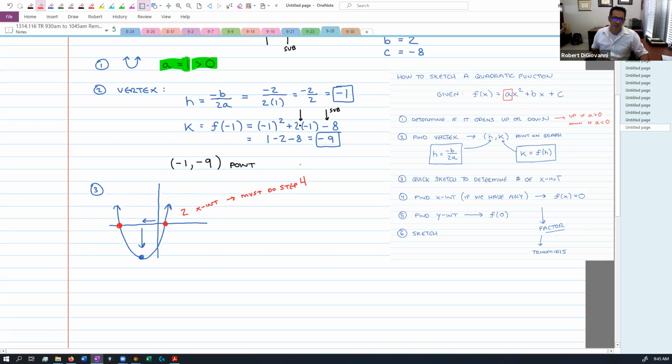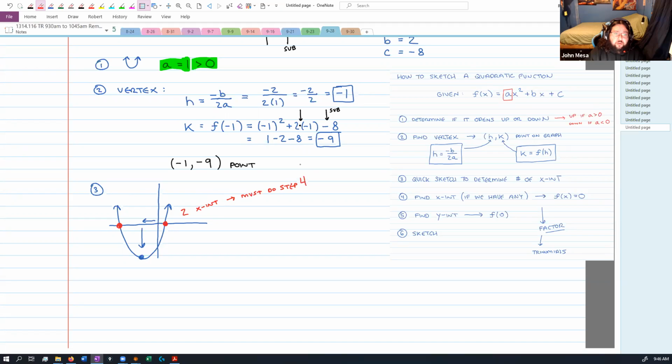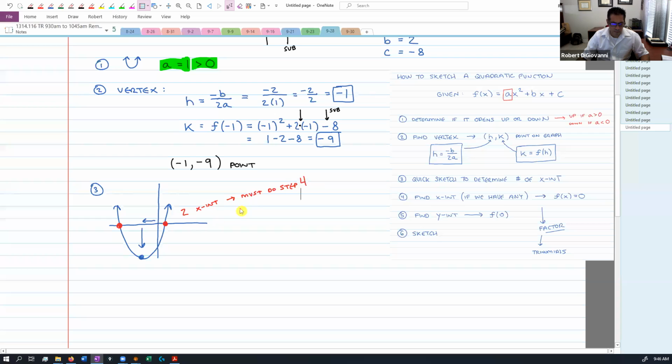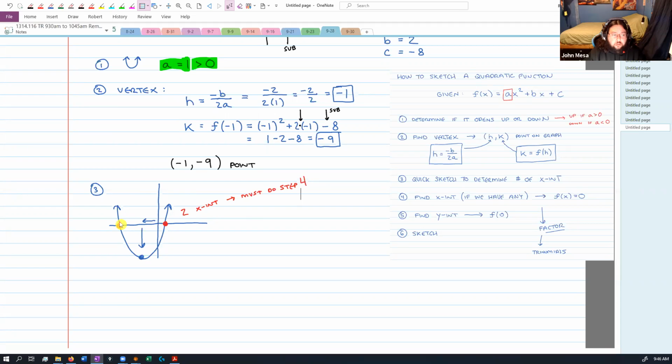Does that make sense to you? Why I'm doing it? Any questions? So we're doing it because it's a positive number? Or is it doing another... what? The step 4? I'm doing step 4 because I have 2 x-intercepts on the graph. If I have 2, I will have to do step 4. If I have none, I will not do step 4. If I have 1, I will not do step 4.